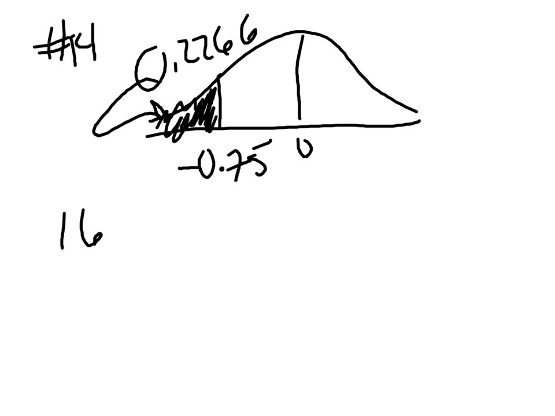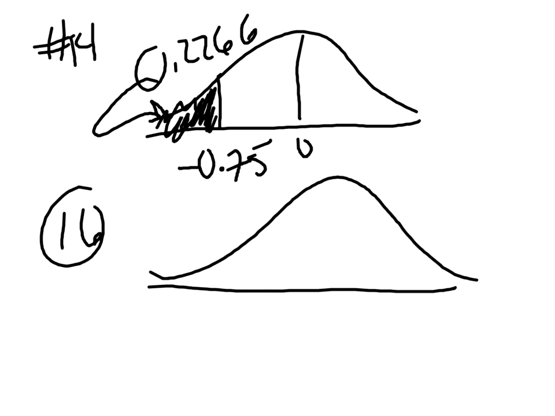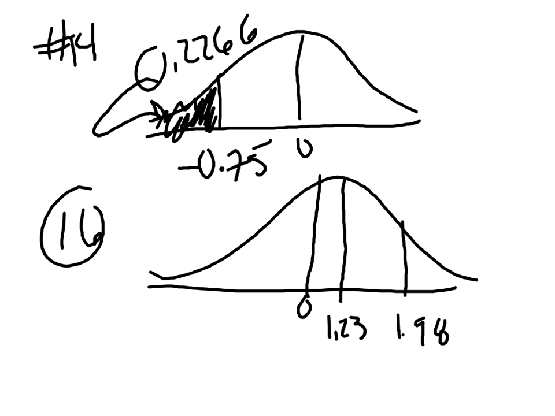Now, the next question we have is just another type of example. This time it's number 16, and we haven't seen this type of example, well, we'll see it frequently. Here's what we have. We have a z-value of 1.23, and we have another z-value of 1.98, and what we want is the area in between them. You'll see other homework problems like this, of course.